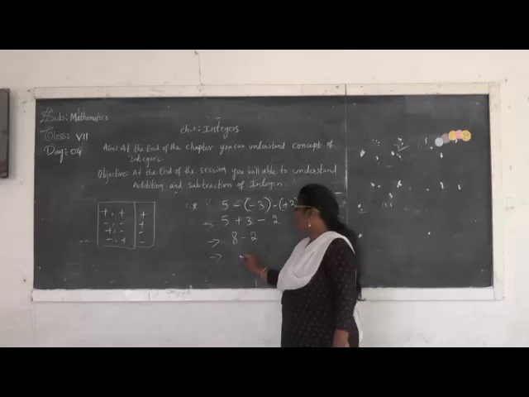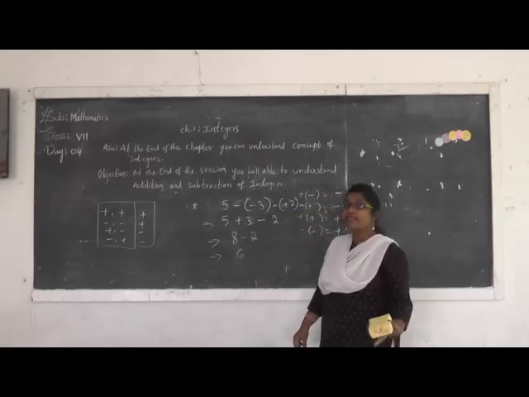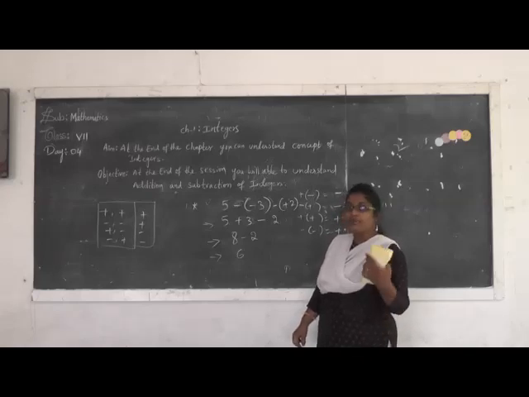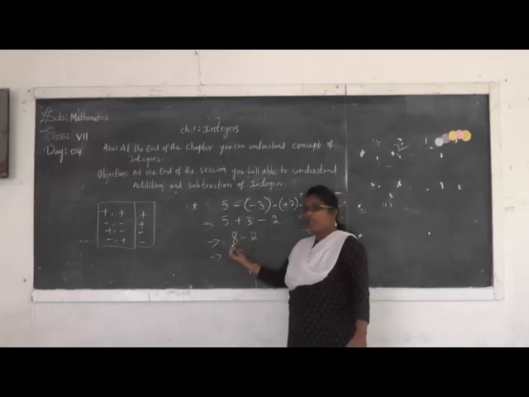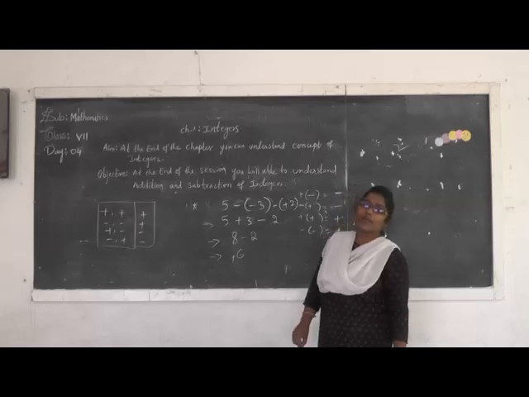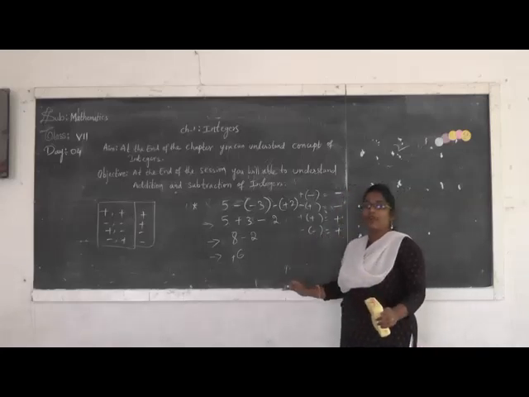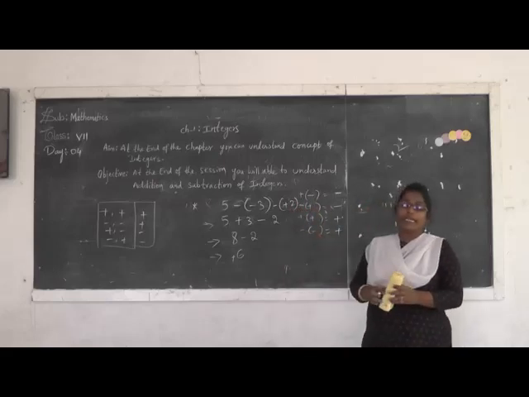Now 8 minus 2, how much? 6. 8 minus 2 is 6. Plus 6 or minus 6? Yes, it is plus 6 because 2 is smaller than 8. So 8 is bigger, and before 8 is a positive integer. So the result is also a positive integer. In this way we have to simplify addition and subtraction of integers.